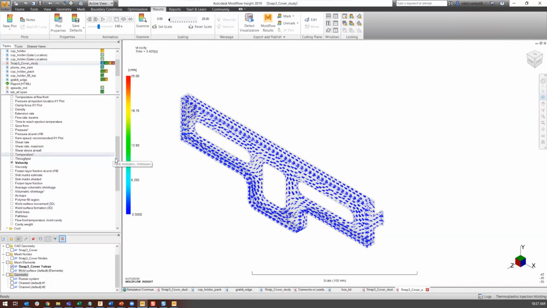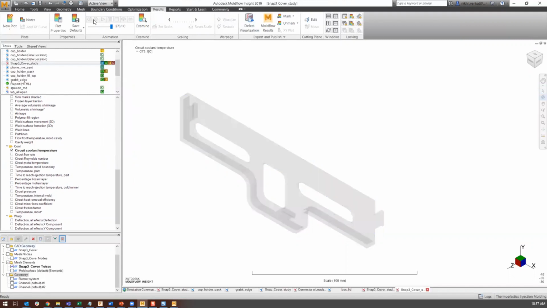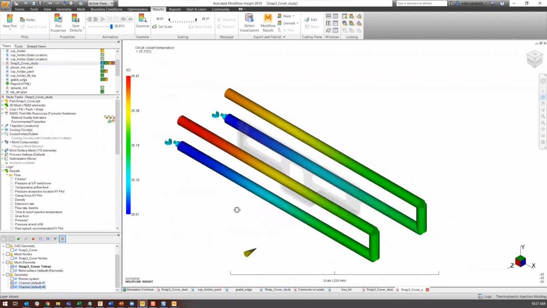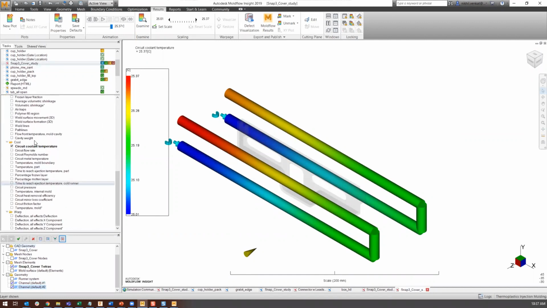Anyway, so like I said, this one comes with some bells and whistles. So this has the coolant temperature as well. You might have some of those layers off. Oh yeah, there we go. So yeah, this comes with the coolant temperature and information and results related to the cooling channels as well.